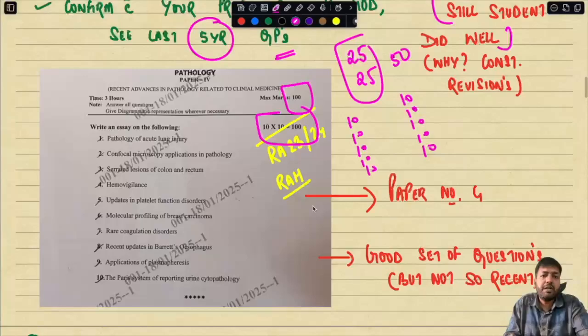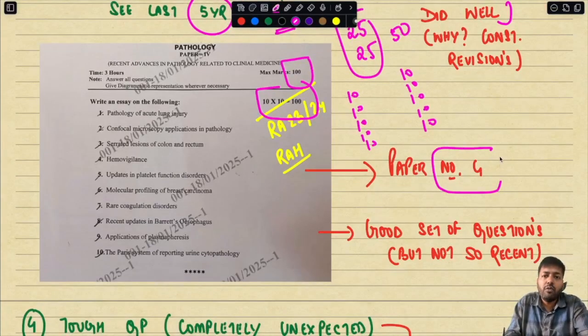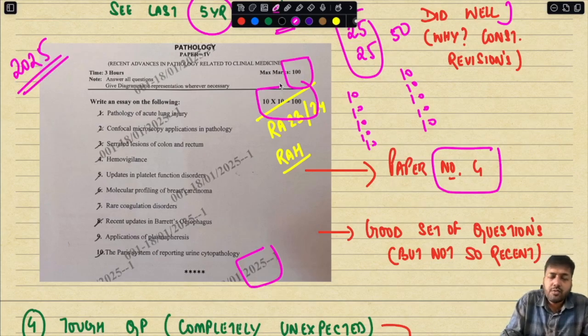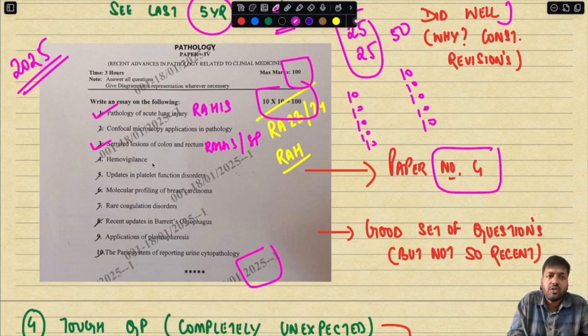Now look at this particular paper. This is paper number 4, which is supposed to be a recent advances paper. It is a 2025 paper, as you can appreciate. It says recent advanced question and I completely accept it. This is a recent advanced question of histopathology. Again, serrated lesion of colon and rectum is also a recent advanced question of histopathology, but it is also a systemic pathology question.